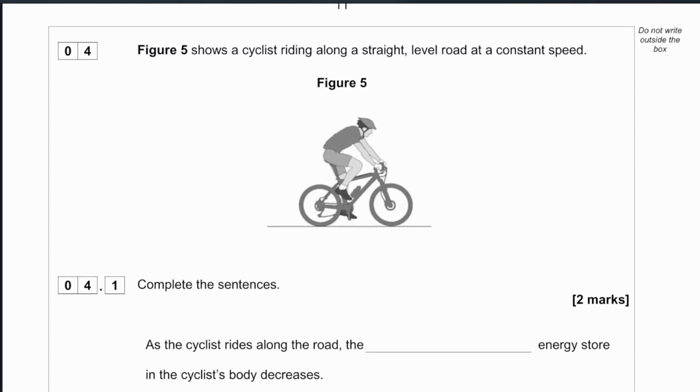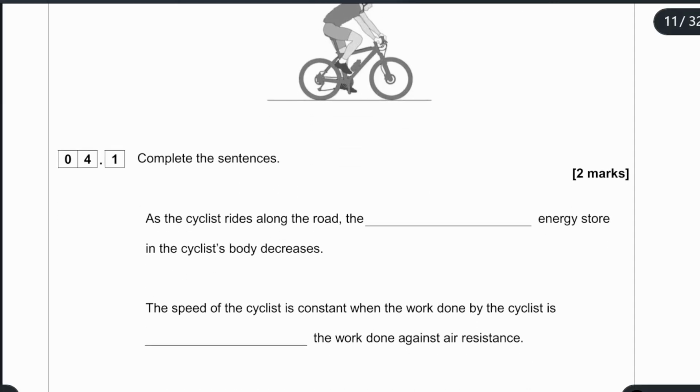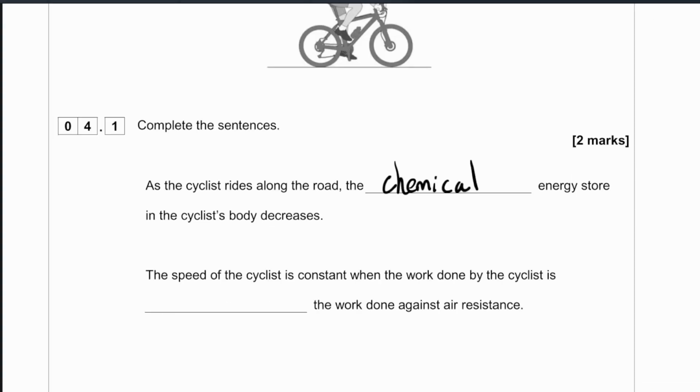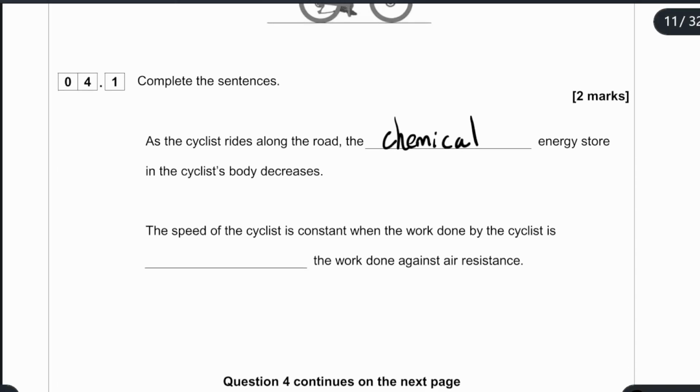Question 4 then shows a cyclist riding along a straight level road at constant speed. Complete the sentences. As a cyclist cycles along the road, the something energy stored in the cyclist's body decreases. Well, whenever we have a human exerting some kind of effort with their muscles, that tends to be a chemical energy store. And the speed of the cyclist is constant when the work done by the cyclist is what compared to the work done against air resistance? Well, it would actually be equal to.